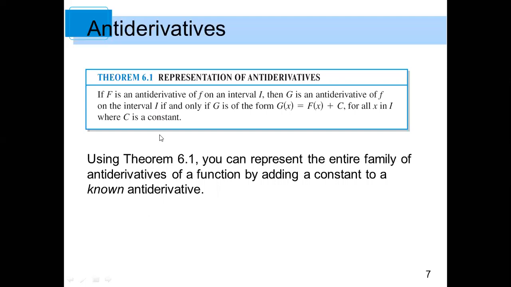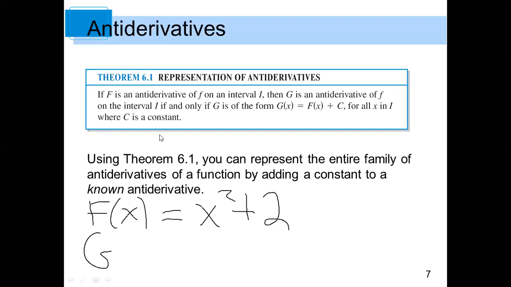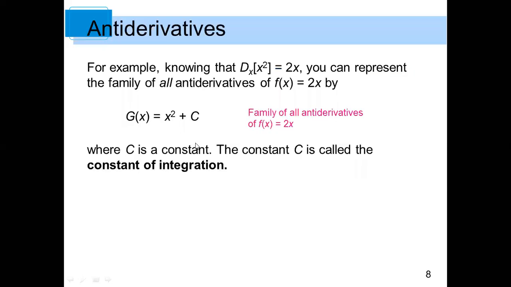Okay? So, like, if capital F of x is x cubed plus 2, and capital G of x, it should have been cubed, is x cubed minus 6, well, those are the same antiderivatives up to the fact that they have a different constant. So G is just 8 less than F. Just subtract 8 from capital F, you would get G. Okay, I hope that wasn't too confusing.